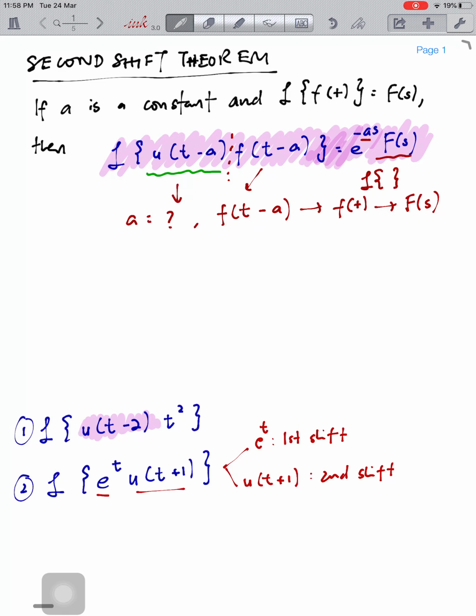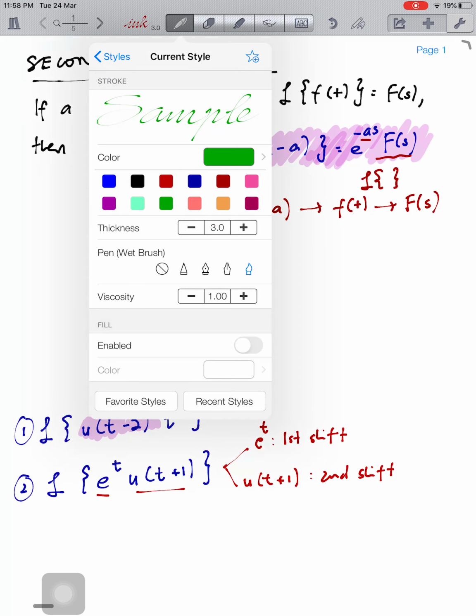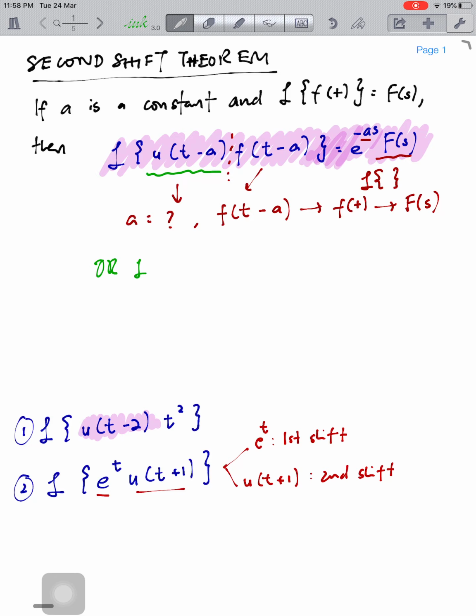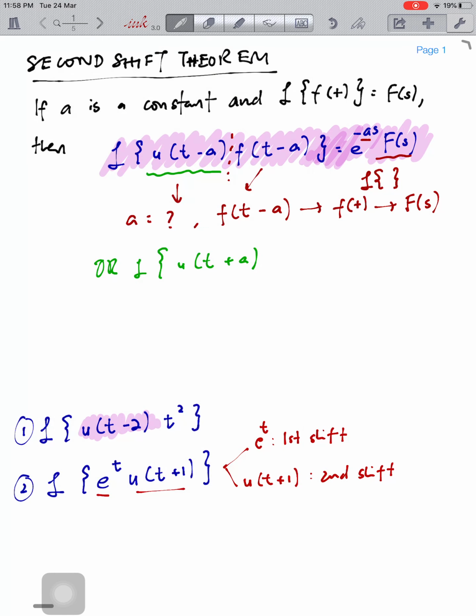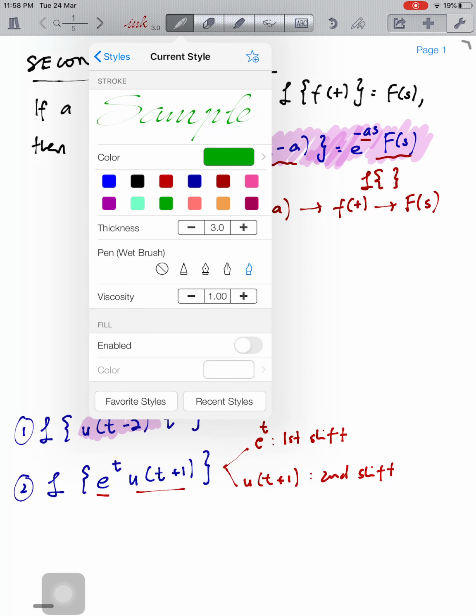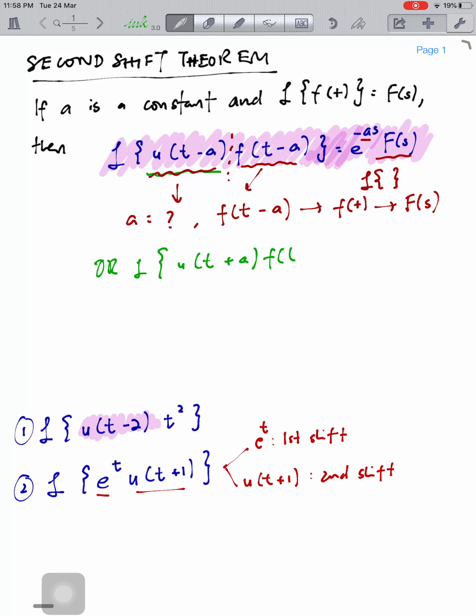If you notice right here, this theorem is for when you have a function of u(t minus a). So what happens when your function is in terms of u(t plus a)? These two are always going to match. So if this is u(t minus a), this is also going to be f of t minus a. If I have u(t plus a), of course, this is also going to be f of t plus a. And on the other side, if this is minus and this is minus, the power of the exponential is also going to be minus.